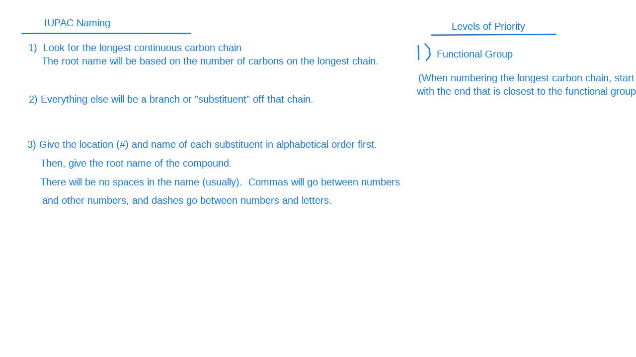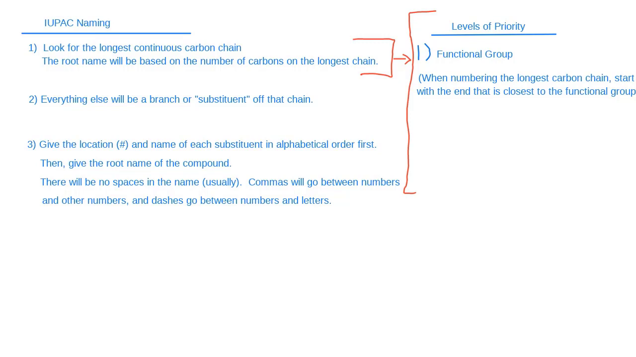I've written some of the rules for IUPAC naming, and now we're going to go through the levels of priority when numbering the longest carbon chain. This requires you to recognize levels of priority when it comes to numbering. Okay, so the first level of priority is functional group.